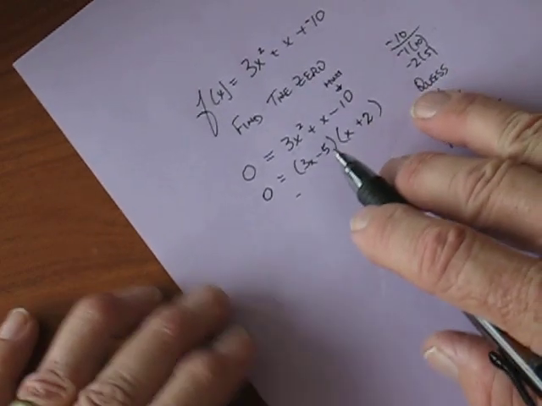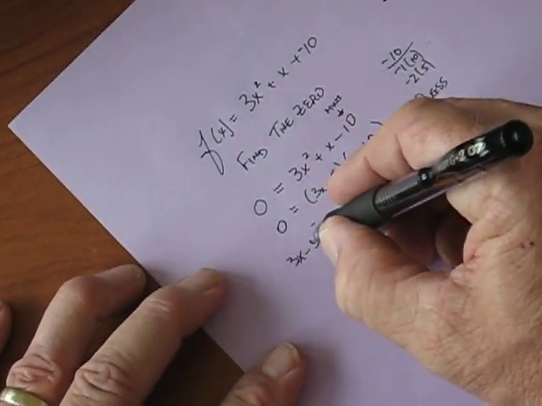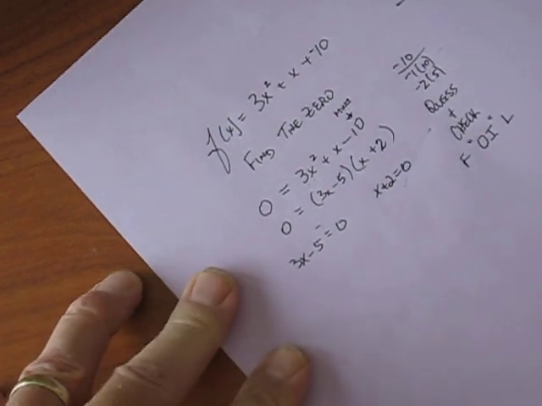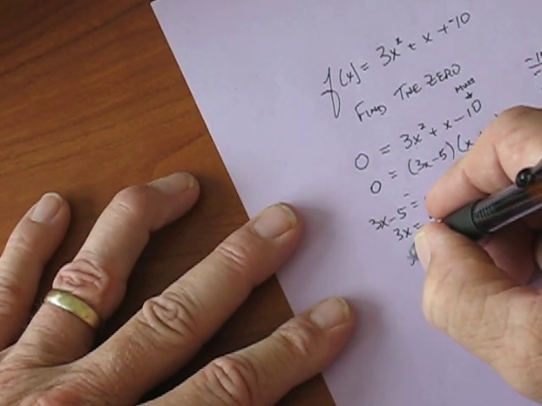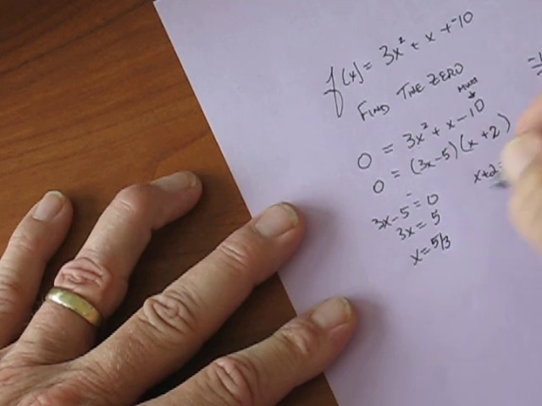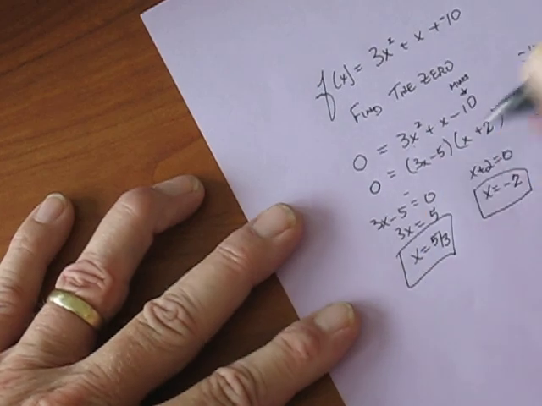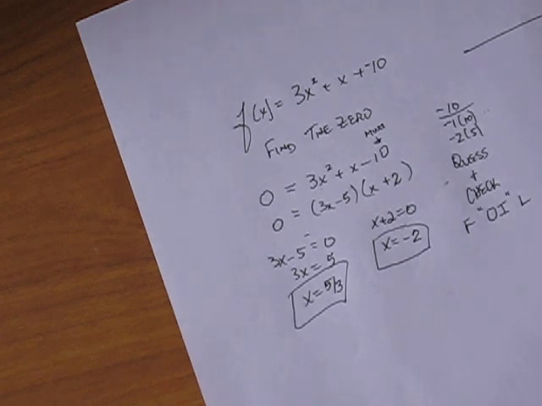And now I use the zero product rule that says when two things are being multiplied equal to 0, I set those two things to 0 and solve for x in each. This one, 3x is going to be 5, x is going to be 5 divided by 3. Solving for x in this one. Those are the two solutions that I get for zeros in that particular problem.